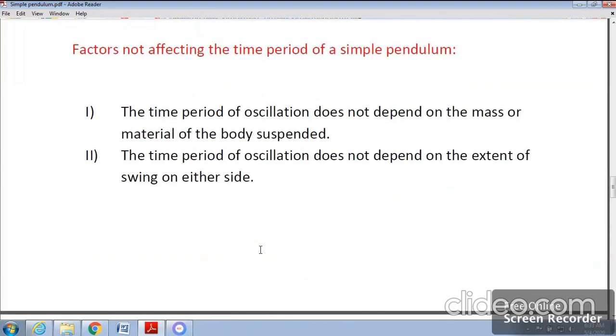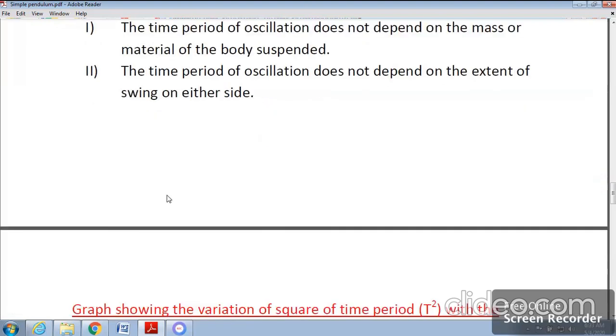One more question is: what are the factors on which the time period does not depend? Number one, the time period of oscillation does not depend upon the mass or the material of the body suspended. If we take two pendulums of equal length but with bobs of different masses or different material, their time period will remain the same. Next, the time period of oscillation does not depend on the extension of the swing on either side, that is, on amplitude.